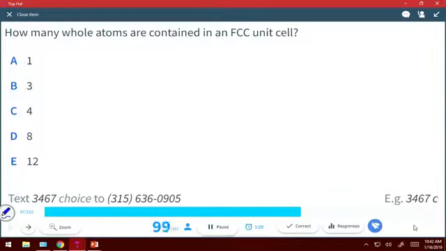Not coming up. Interesting. I don't know what to say.